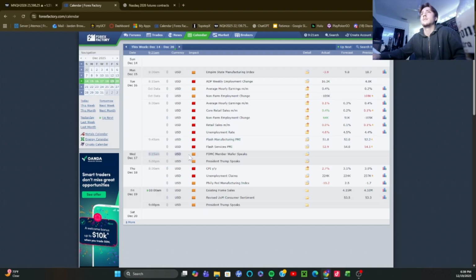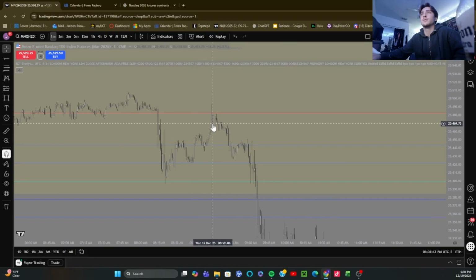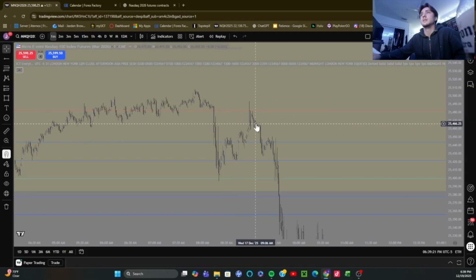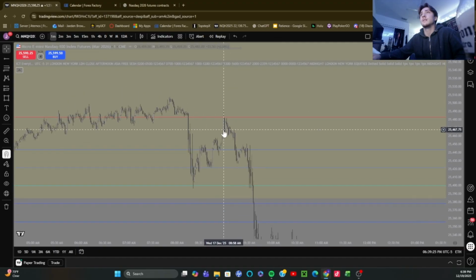Wednesday we had 8:15 and 9 o'clock news, but oh no, 8:15 news. That's it. So basically nothing I'm really looking for, and it's orange folder. It doesn't really do much. I mean, it comes down there, but anyways, at 8:58 we come up, tap that daily fair value gap consequent encroachment. Then we start rolling over.